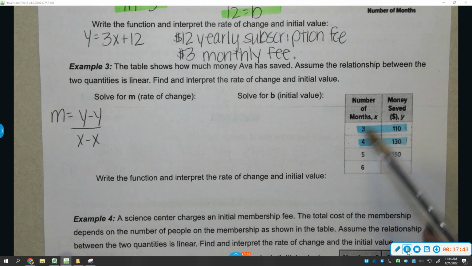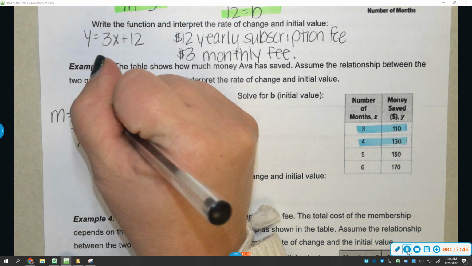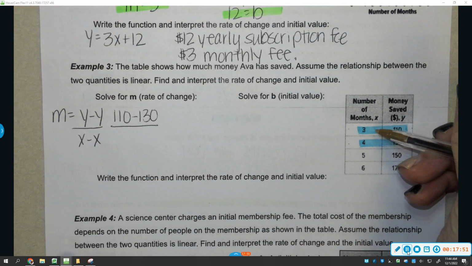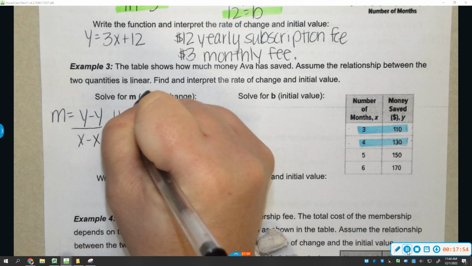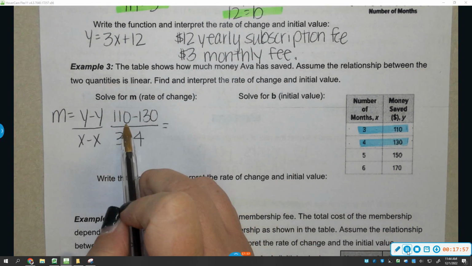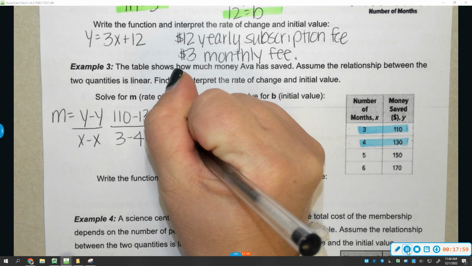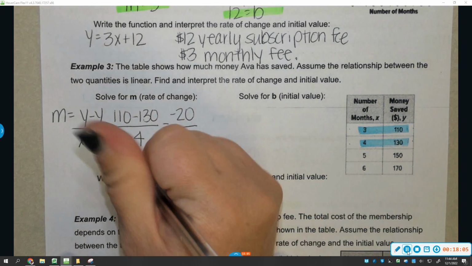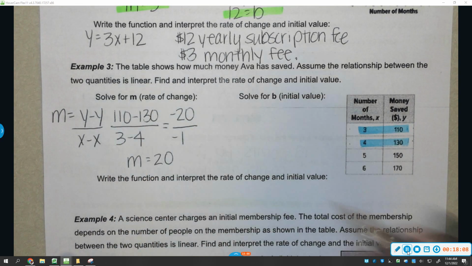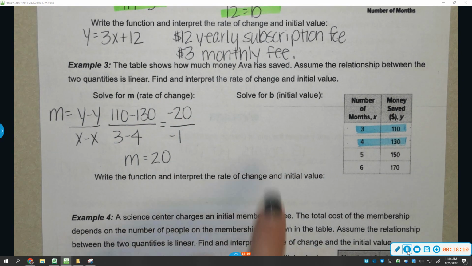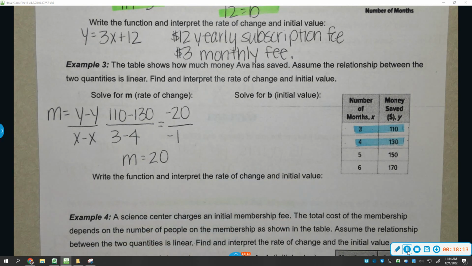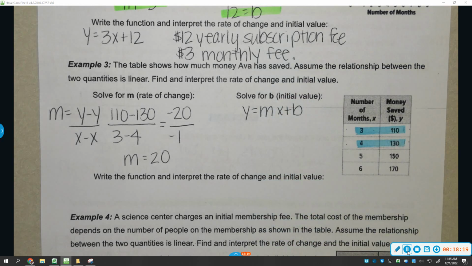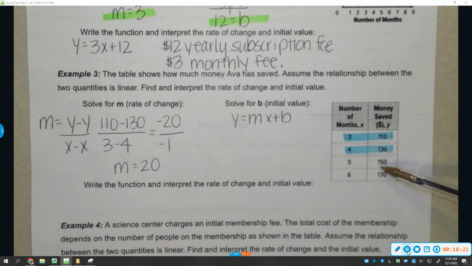So using any 2 ordered pairs from the table, y minus y is 110 minus 130 over x minus x, 3 minus 4. 110 minus 130 is negative 20. 3 minus 4 is negative 1, which simplifies to m equaling 20. Again, the B is the exact same process that we've been doing for the rest, but again, instead of organizing in a graph, it's organized in a table.